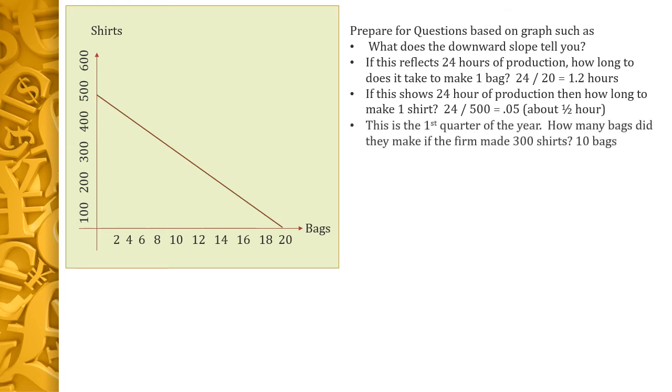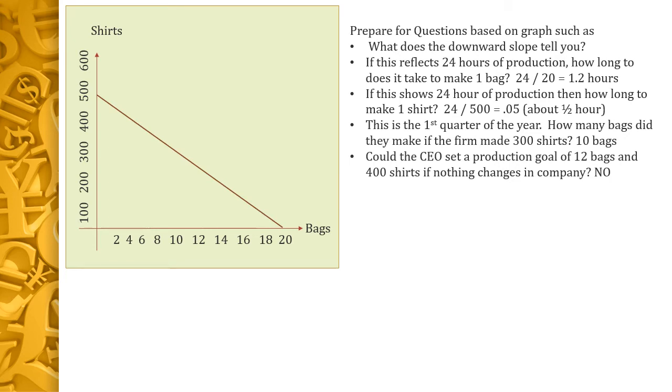So they might say, okay, this is the first quarter. How many bags did the firm make if they made 300 shirts? Now what you want to do is draw your line out to here, and then draw our line going down and see how good I can do at that. Boom. And we can see it's about 10. That's a pretty good estimate. You don't really have to have a ruler, but a little straight edge may help you keep things in line.